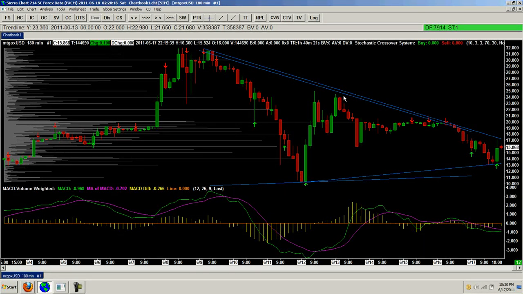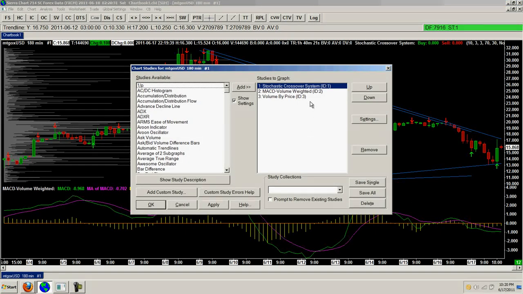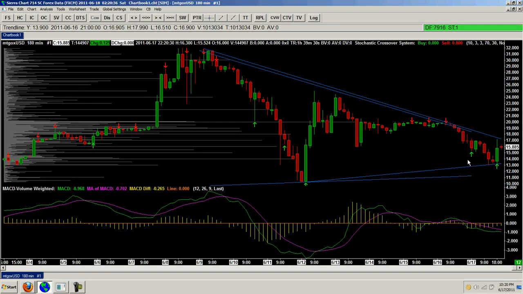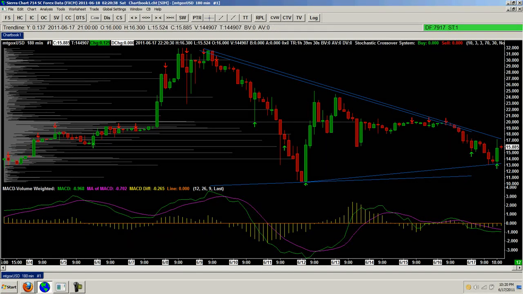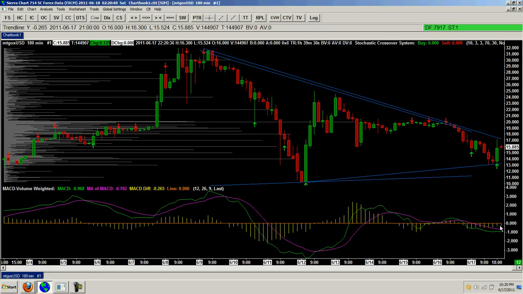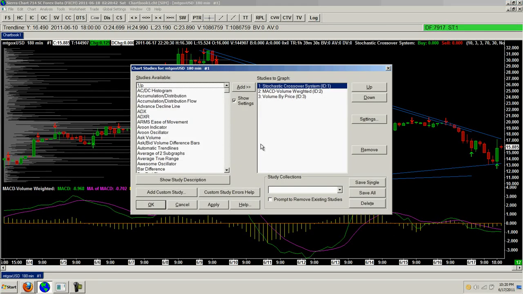So anyway, that indicator over here, this is the volume indicator. I'm going to leave this here. That's the one I'm going to use. Now, there are two other indicators we're using. One is the MACD, and it is MACD volume weighted. So it is a normal MACD crossover. That's the one down here. And the third indicator is the stochastic crossover system.